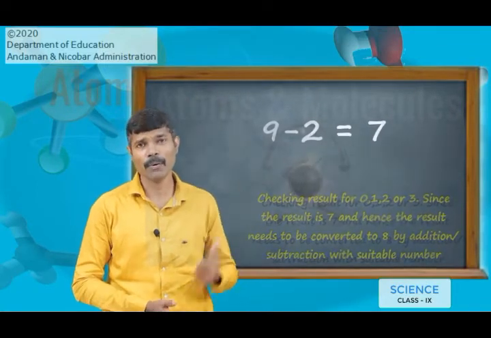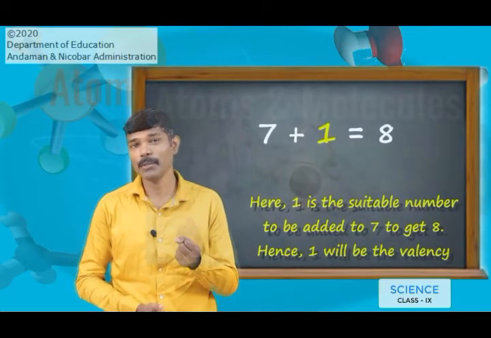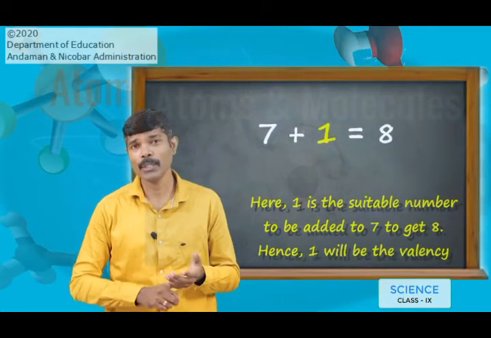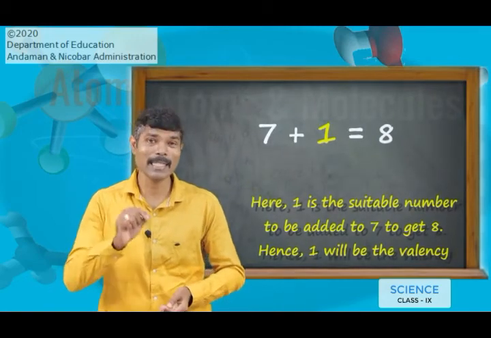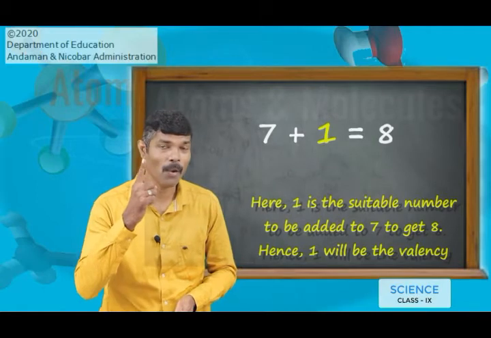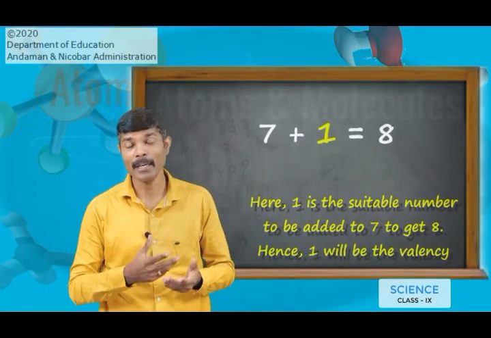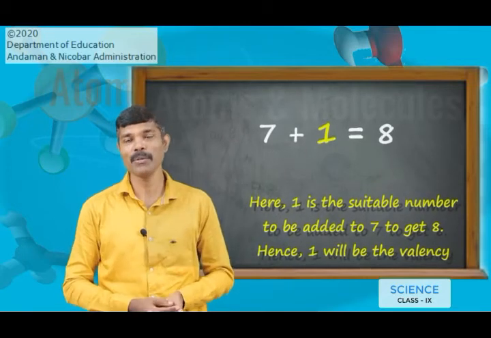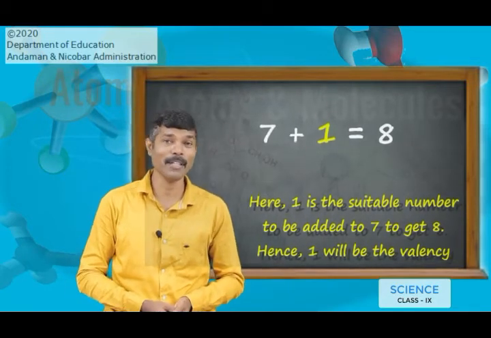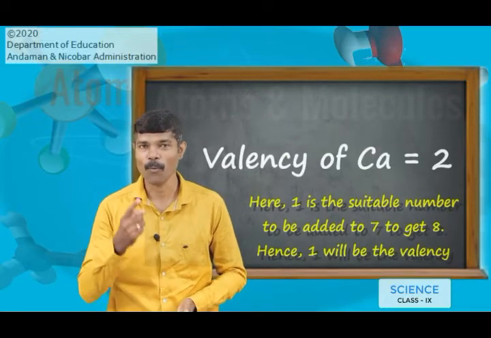Here in case of fluorine, the atomic number is 9. Firstly, we need to subtract it by 2. While doing so, we will get 7. This 7 has to be converted into 8. For this, we need to add one number. So when we add 1, we will get 8. So the number 1 is being used for making the 7 into 8. So the valency of fluorine will be 1.